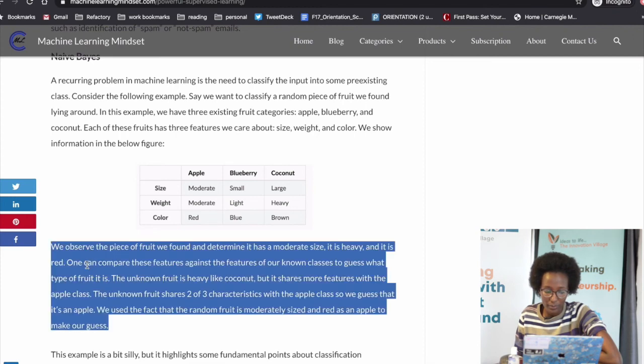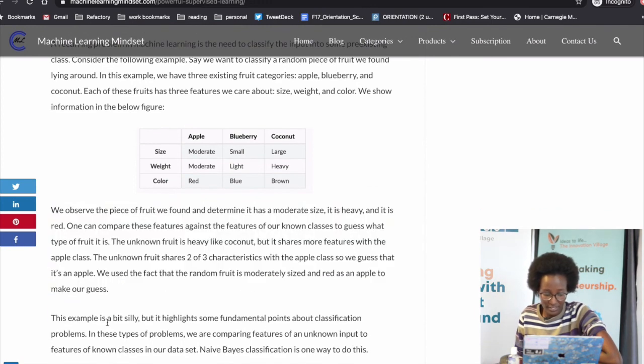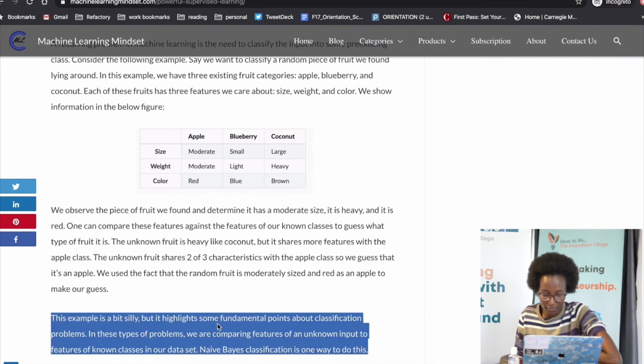So one can compare these features against the features of the known classes to guess what type of fruit it is. The unknown fruit is pretty heavy like a coconut, but it shares more features with the apple class. The unknown fruit shares 2 out of 3 characteristics with the apple class, so we guess that it's an apple. We use the fact that the random fruit is moderately sized and red to make our guess. This example is a bit silly, but it highlights some fundamental points about classification problems.